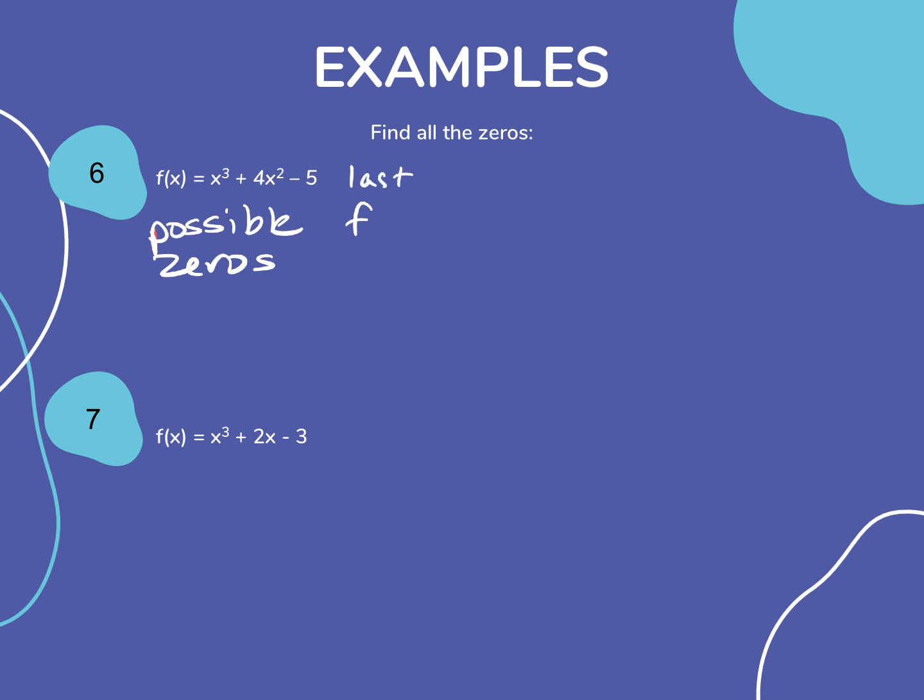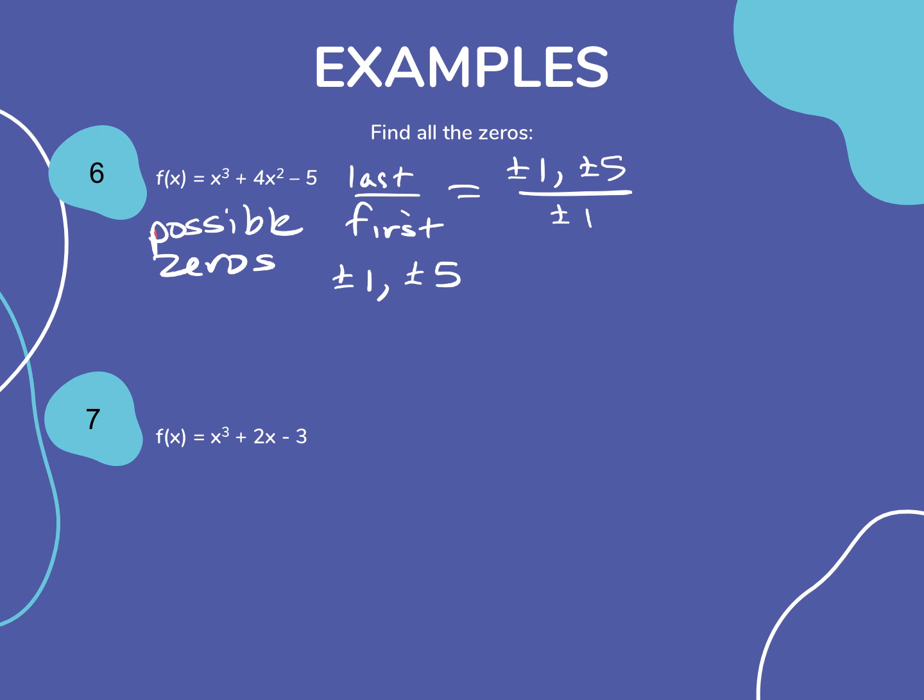Last over first. So the last term is 5, so plus and minus 1 times plus and minus 5. And then the first term is just 1. So my list of possible zeros are just 1 over 1 and 5 over 1. So plus and minus 1, plus and minus 5. There's only 4. And I'm looking for 3 zeros.